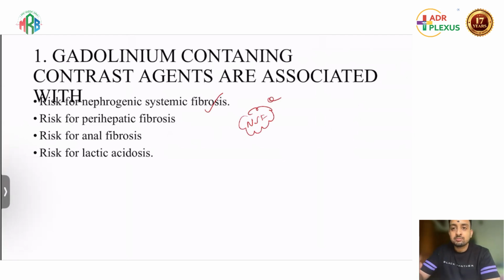The patient develops nephrogenic systemic fibrosis if the patient is having renal compromise, if his renal function test is higher, and if we accidentally administer gadolinium without noticing his RFT. Okay, that is one notorious complication. It is not perihepatic fibrosis, it is not perianal fibrosis or lactic acidosis, it is nephrogenic systemic fibrosis.